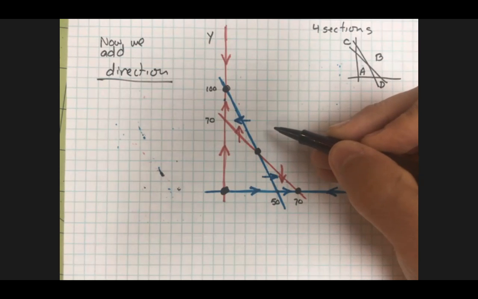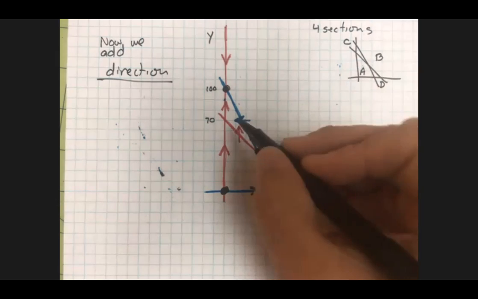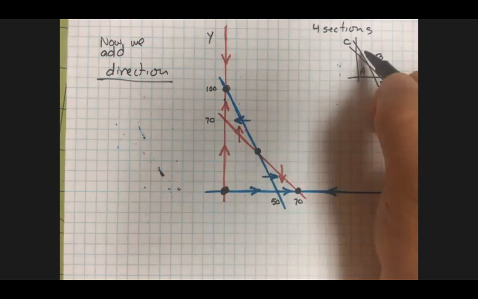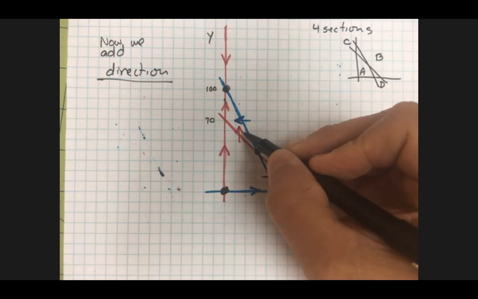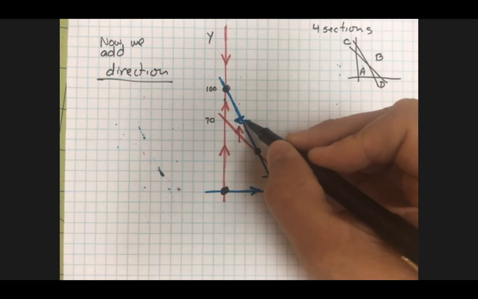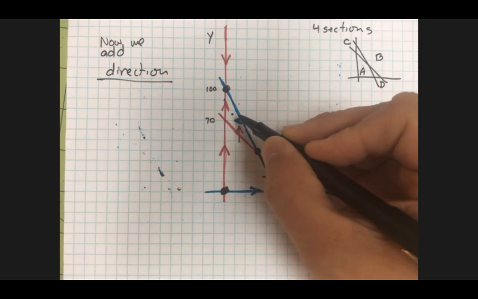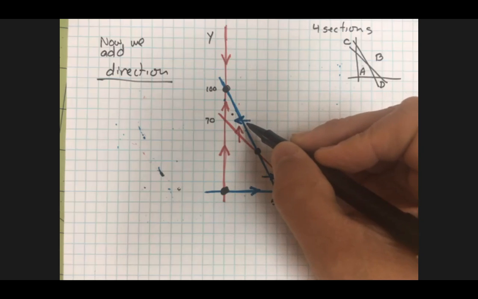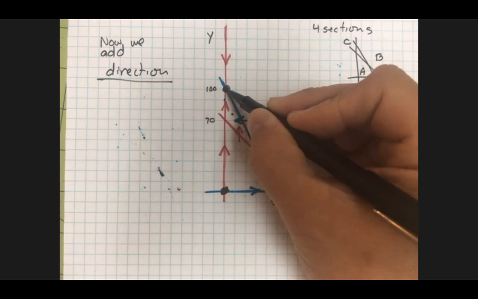Well, you just learned a great deal about this system. For example, if you have a solution that begins in region C, what happens to it? It's being pushed up and left. Any boat that starts in region C must be driven upwards and leftwards until it reaches that equilibrium at 0, 100.